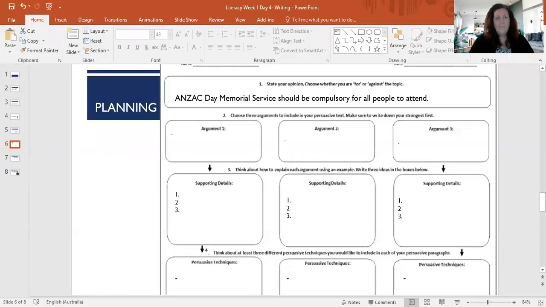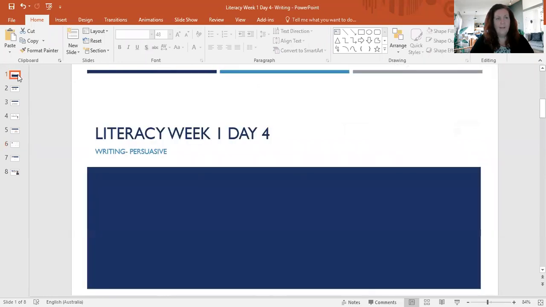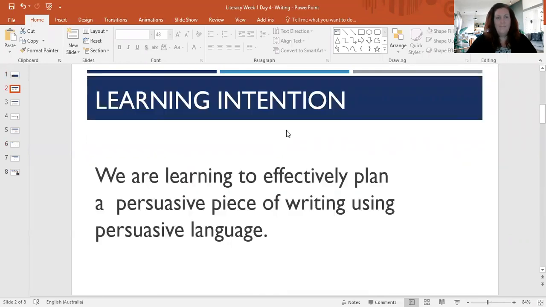So I'm just going to share my screen so that you guys can see where we are. Go back to the start. So today we are going to be learning about persuasive writing.